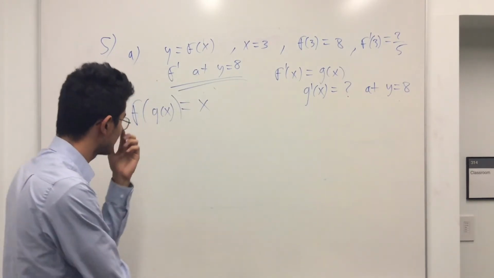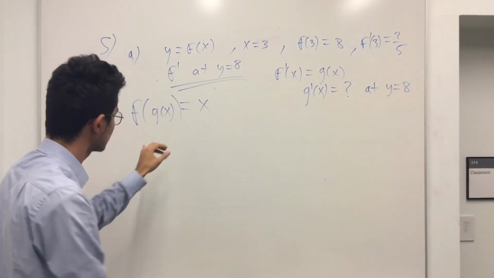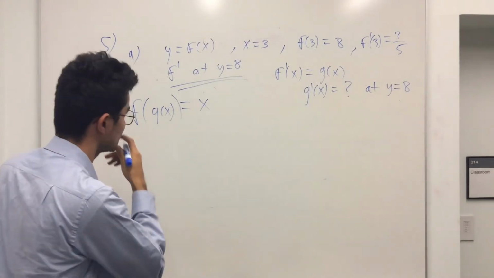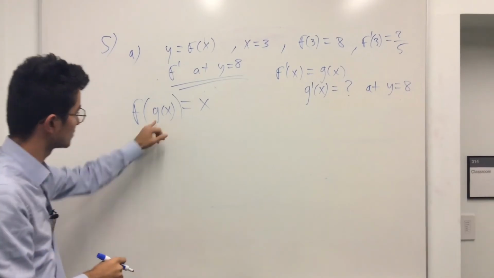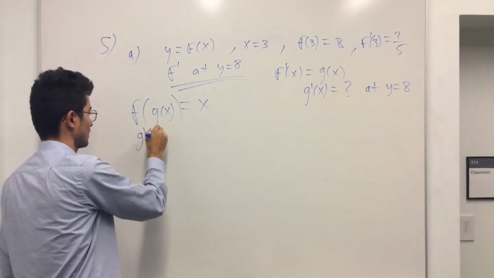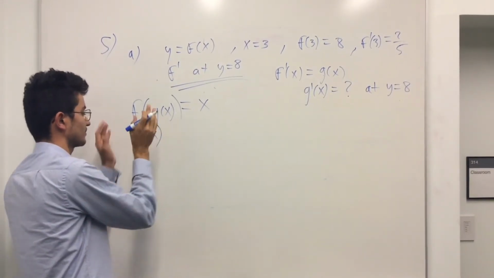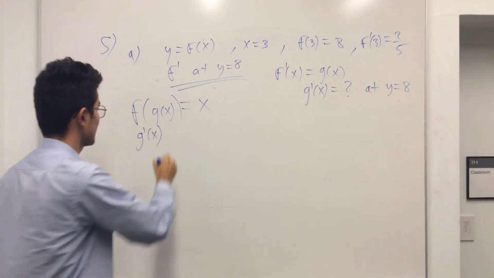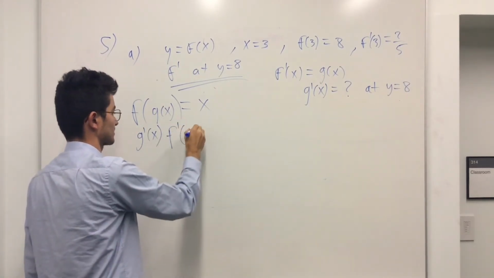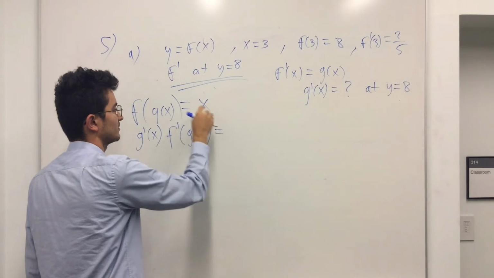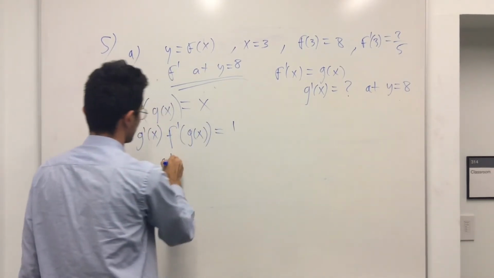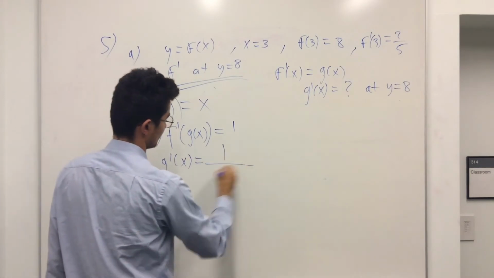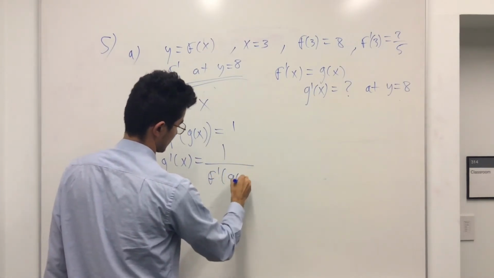Now over here, first of all, what I would recommend doing is take the derivative of this to find what g prime of x is in terms of f. So we use the chain rule, so that's going to be g prime of x times the derivative of the outside, so that's f prime of g of x. All of that equals the derivative of x, which is just 1. So g prime of x is just 1 over f prime of g of x.